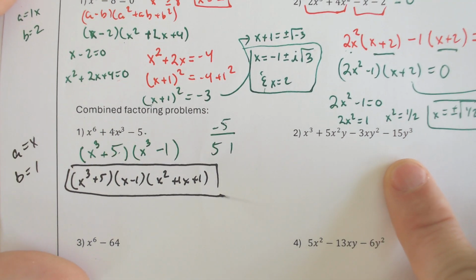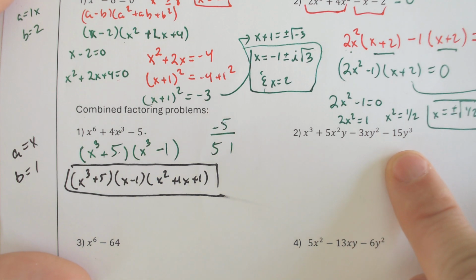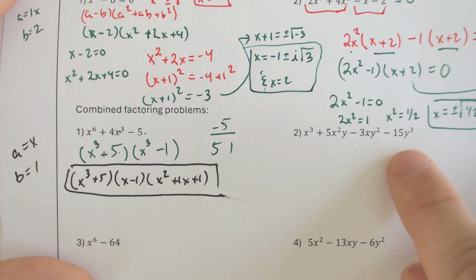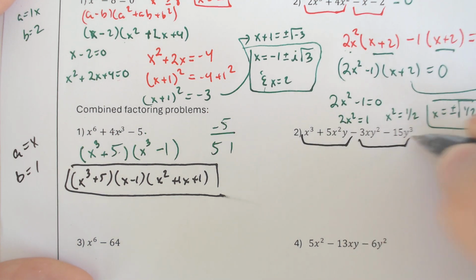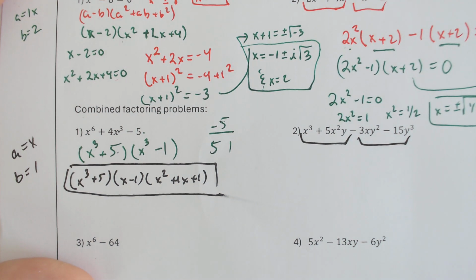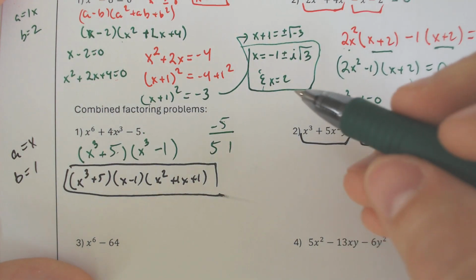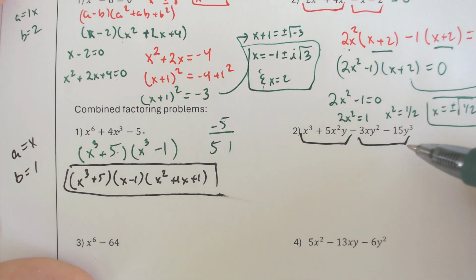Factor by grouping for number 2. Why? Because it has 4 terms. 4 terms does not work with typical factoring methods. So group the first 2, group the second 2. This time it may need to be rearranged. We're going to see how it works out because this is all sorts of jumbleness right here.